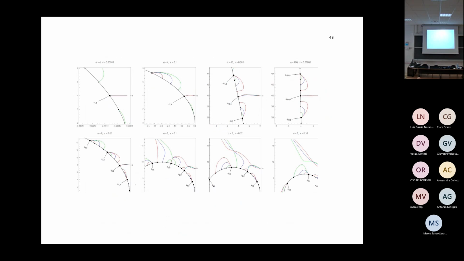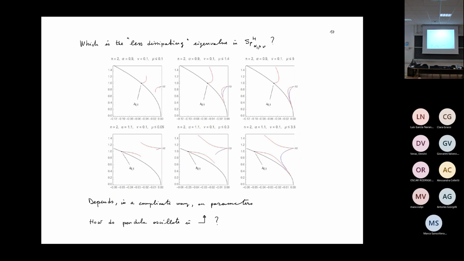So here you can see there are these complicated reconnections of the different bands. Here, okay, and now if you want to look at the synchronization, we have to ask which are the eigenvalues which dissipate less. Okay, and now, why for the Kelvin Voigt pendulum? It's very simple. Those which are on the circle, here it's much more complicated. It depends in a complicated way on the parameter.